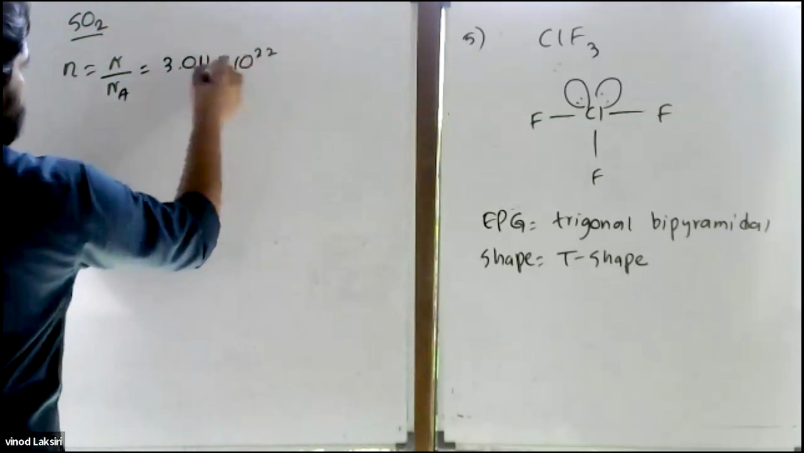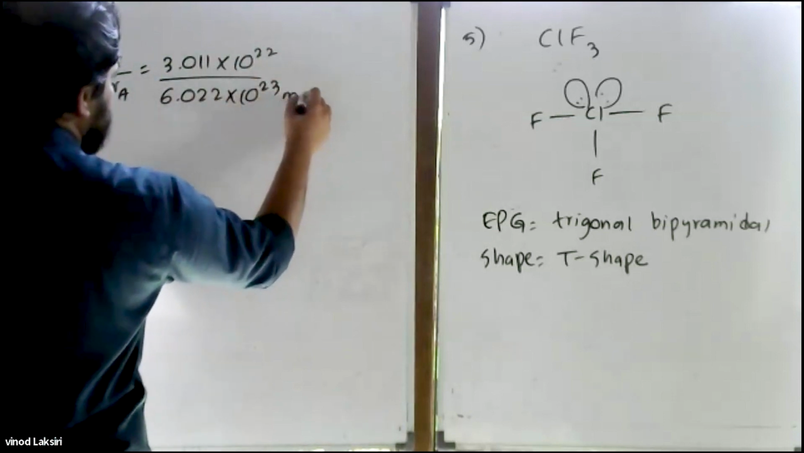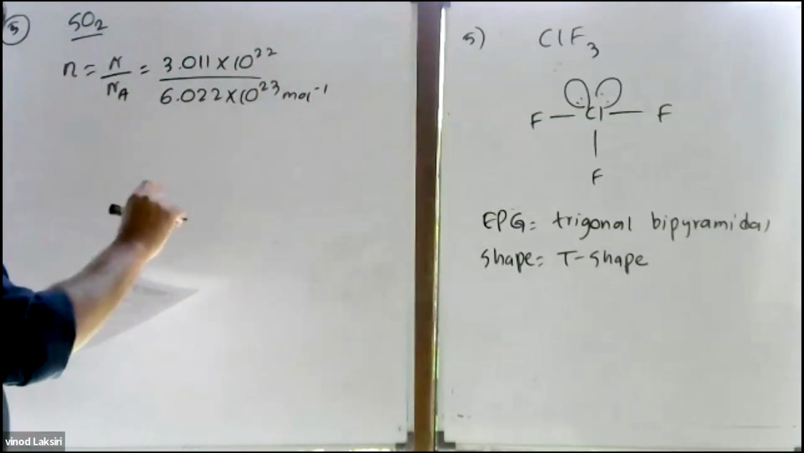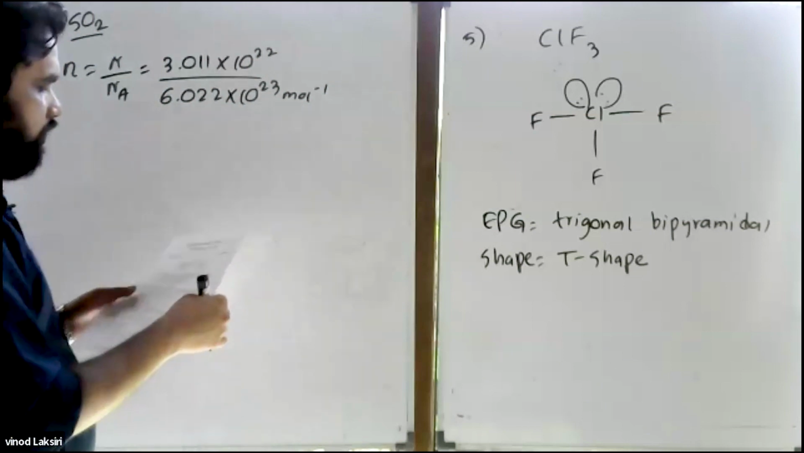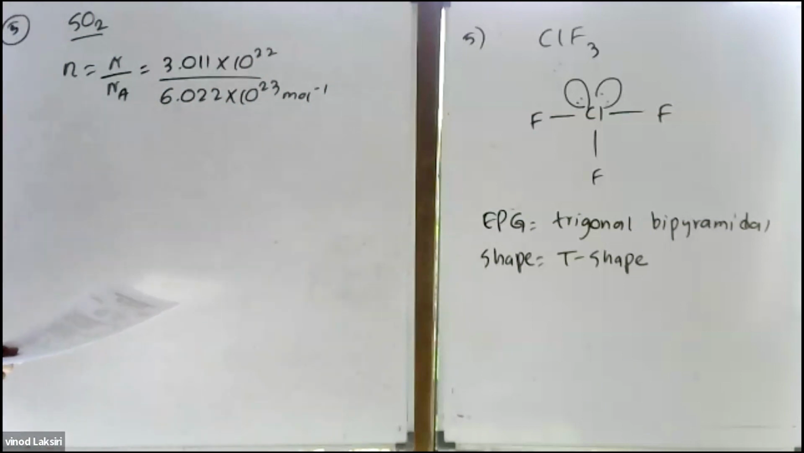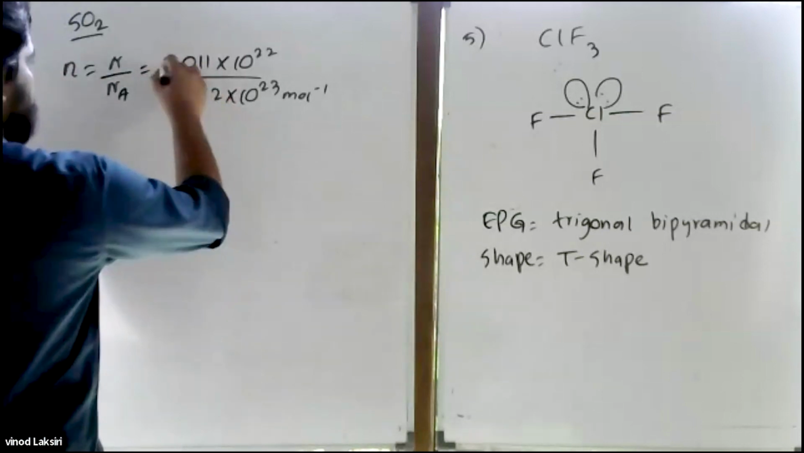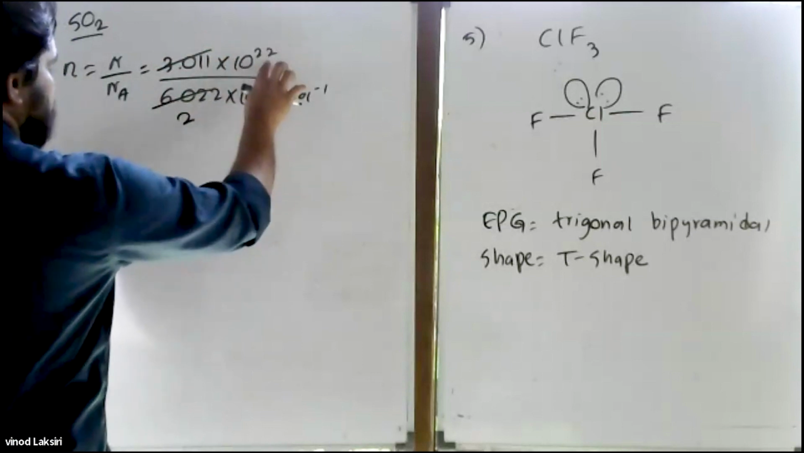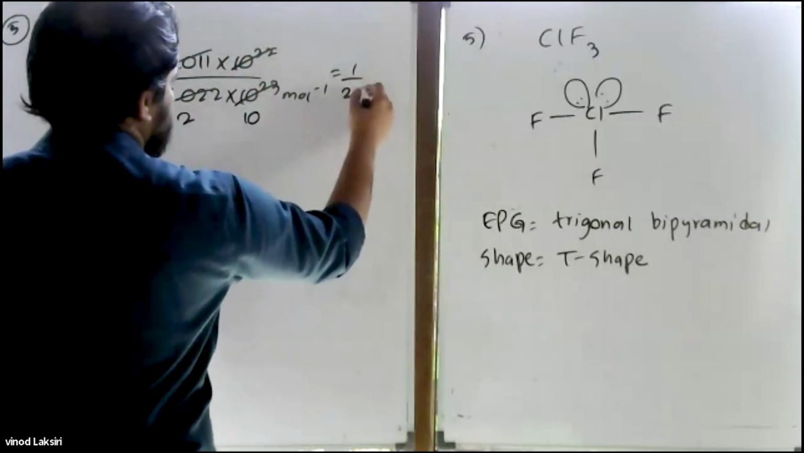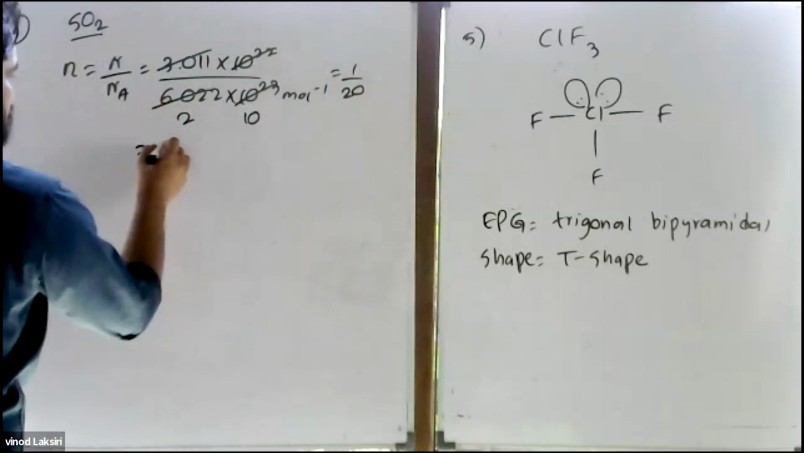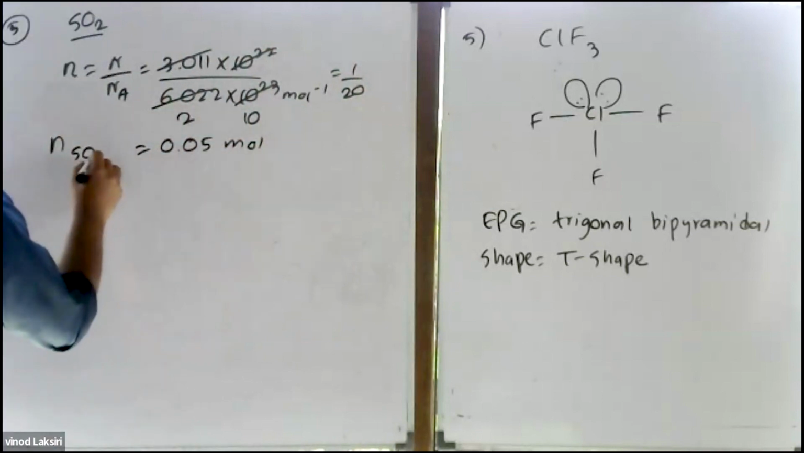3.011 × 10^22 divided by 6.022 × 10^23 per mole. These constants are given in the paper initially: Avogadro constant, universal gas constant, Planck constant, speed of light. Then what is the answer here? These cancel out, so 10^22 over 10^23 means 1 over 10, and 1 over 2 gives 1 over 20, that means 0.05 moles. Number of moles of oxygen.